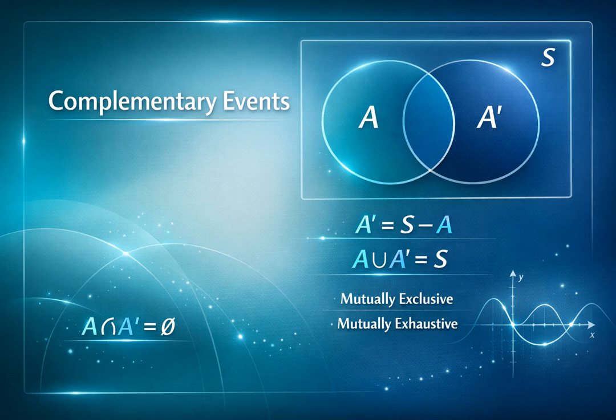Complementary events are pairs like A and not A, written as A prime. A prime equals S minus A. Event A and its complement A prime are mutually exclusive. They have no overlap. They're also exhaustive. Together, they cover everything. For a die, if A is even number, then A prime is odd number.